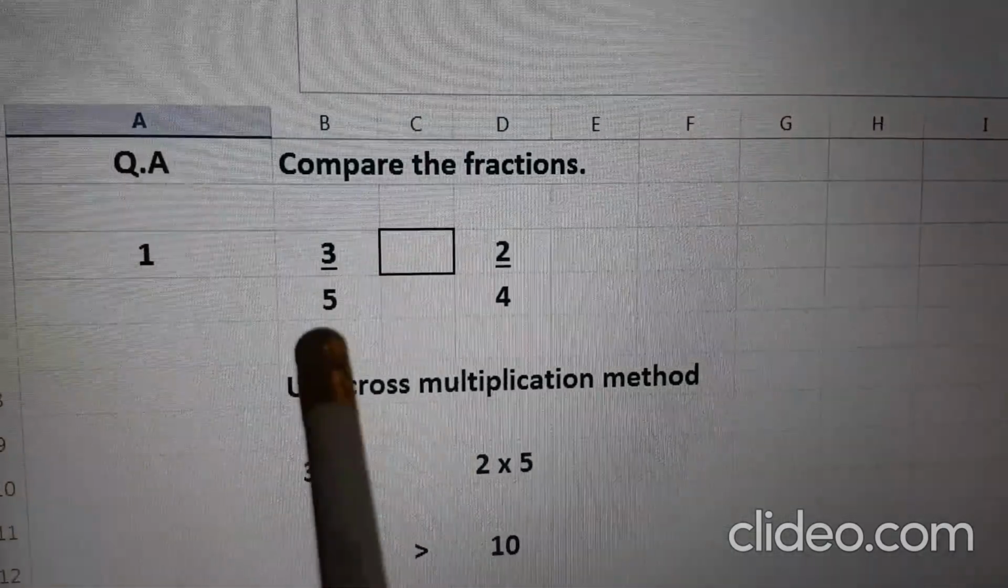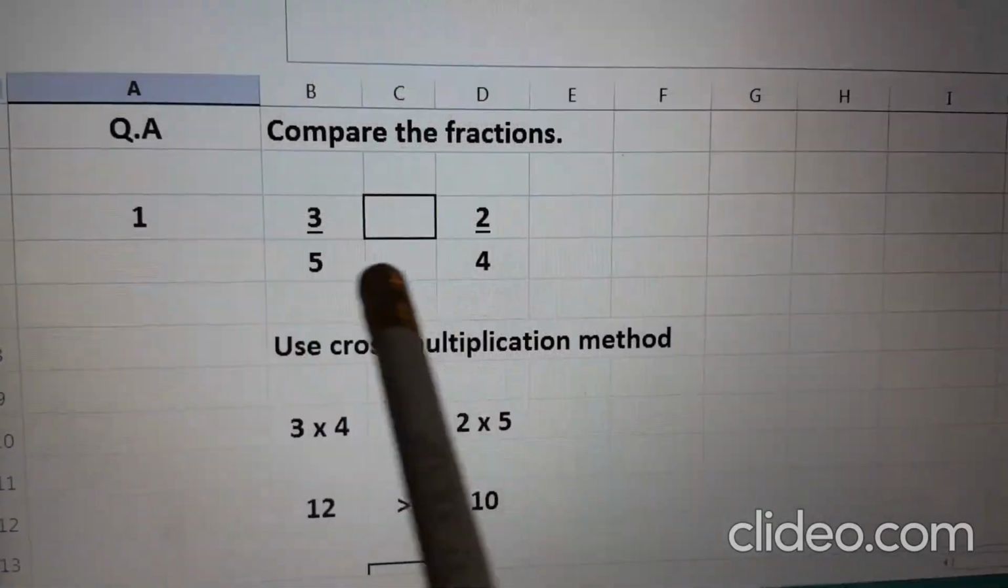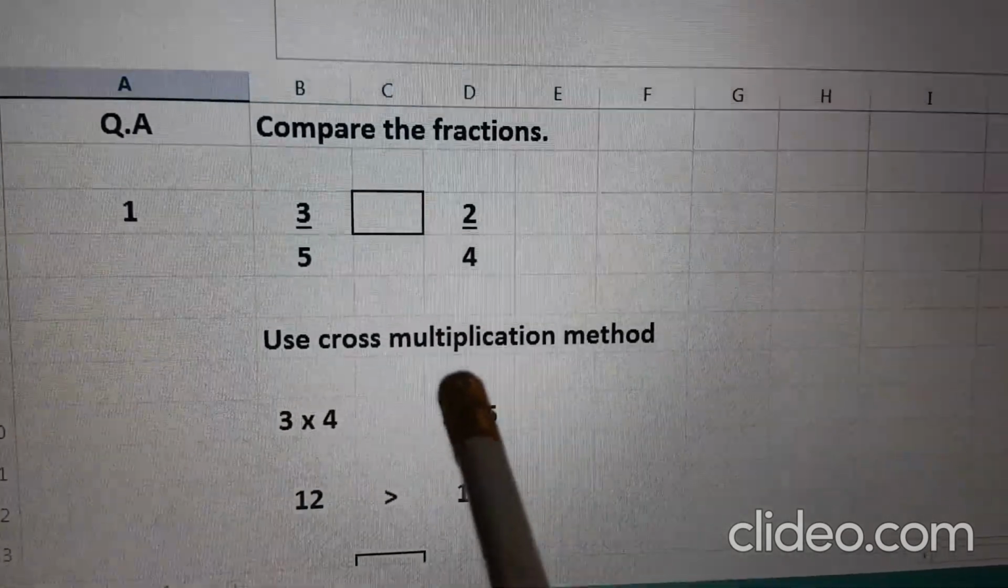Today we are going to start exercise 8.5 and question A is compare the fractions. First part is 3 upon 5 and 2 upon 4. We have to compare these two fractions. We will use cross multiplication method.